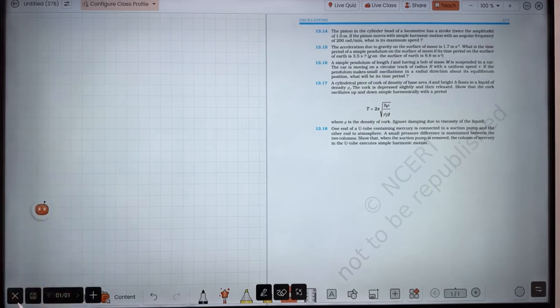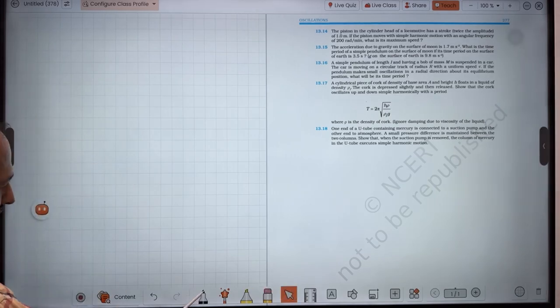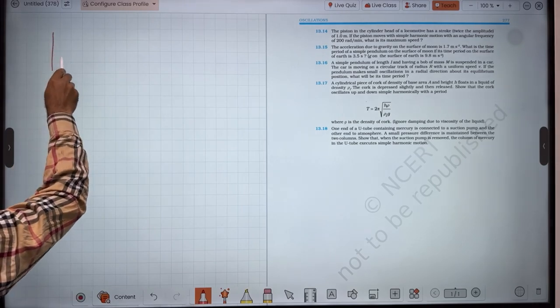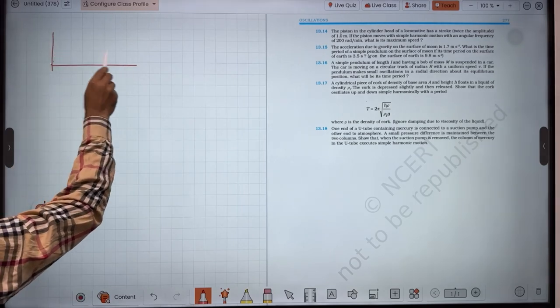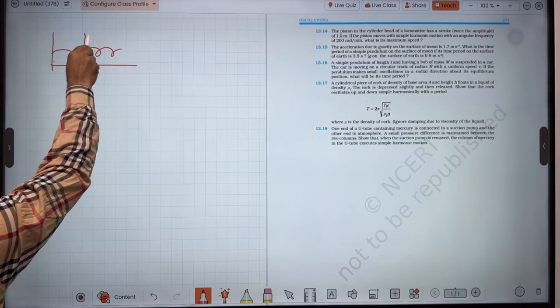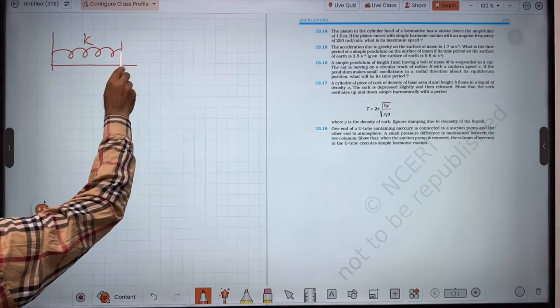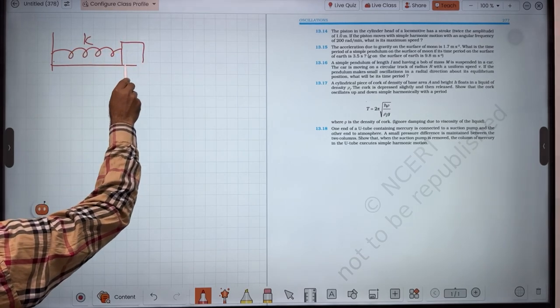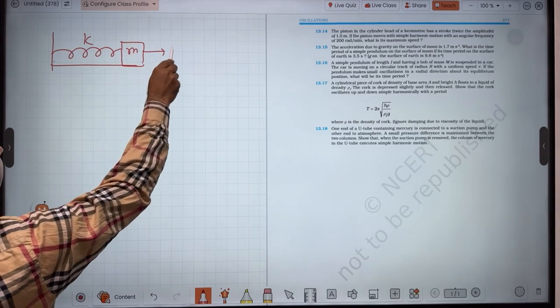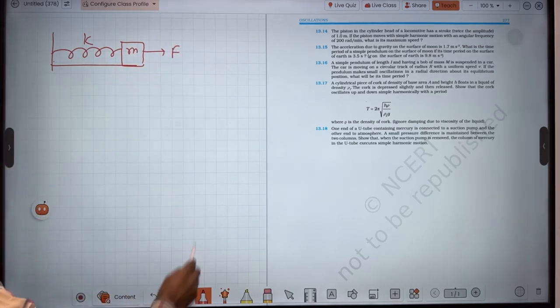One diagram is like this. There is a spring with a spring constant K, and here there is mass M, and a force F is applied on it.